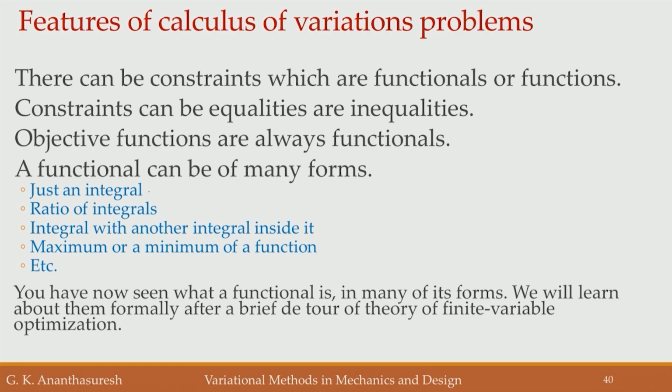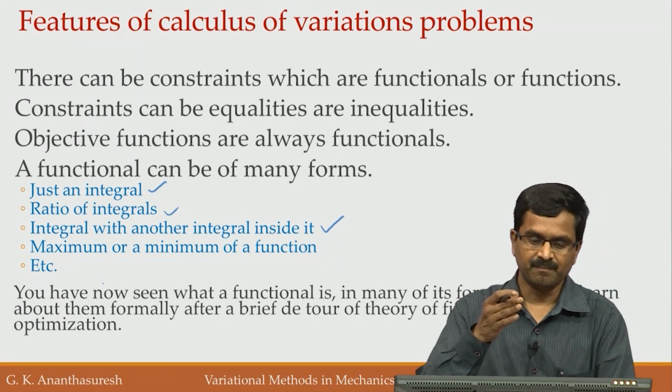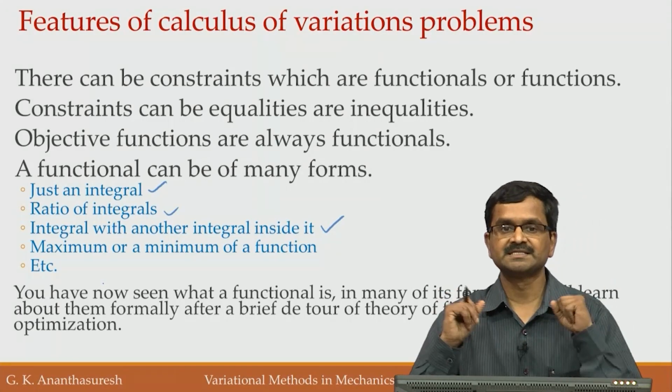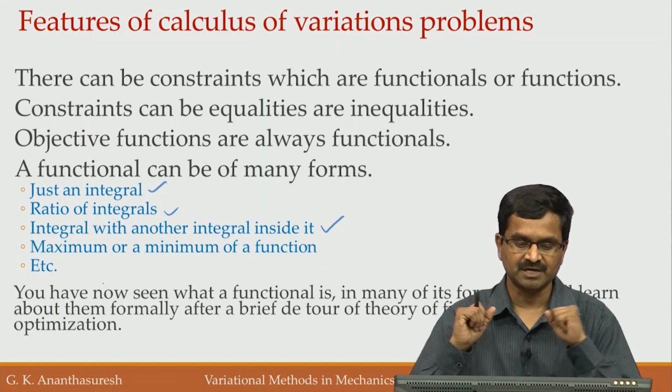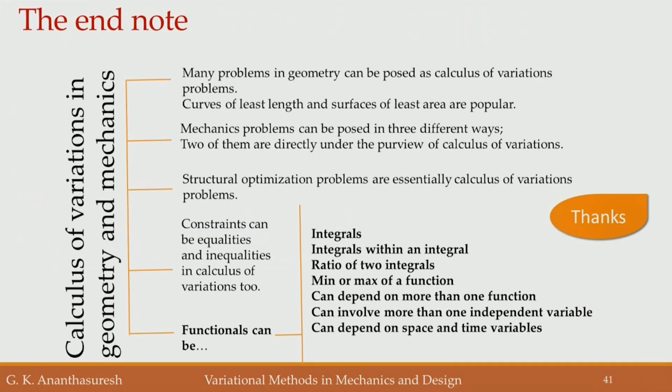It can be just an integral, it can be, we have not considered that, but it can be a ratio of two integrals, it can be an integral with another integral which we came across in the case of optimal control, the helicopter problem, and it can be a maximum or minimum of a function that we considered in the case of minimizing maximum stress in a structure. So, by looking at all these examples, we know what a functional looks like now. In the subsequent lectures, we will look at the nature of the functional in a little more detail from the mathematical viewpoint.